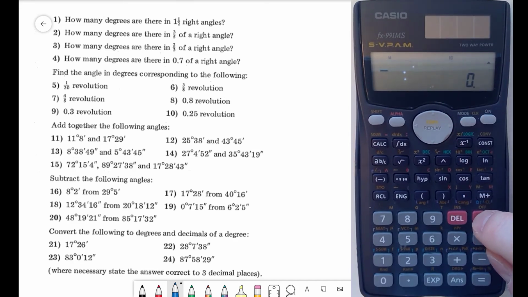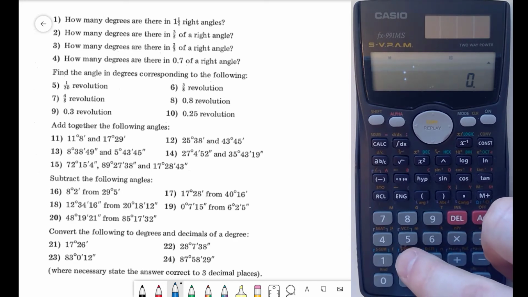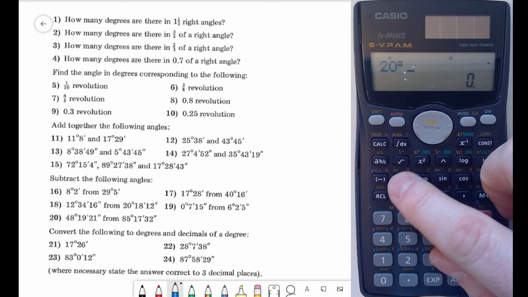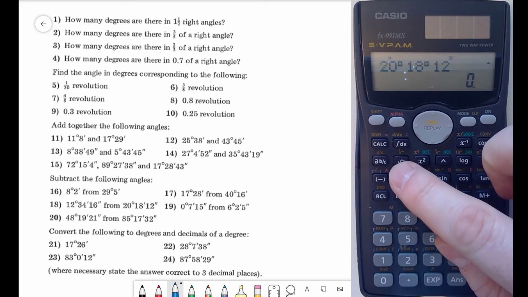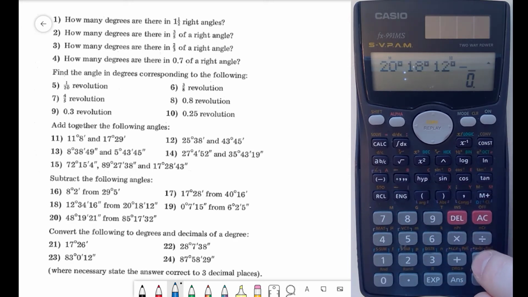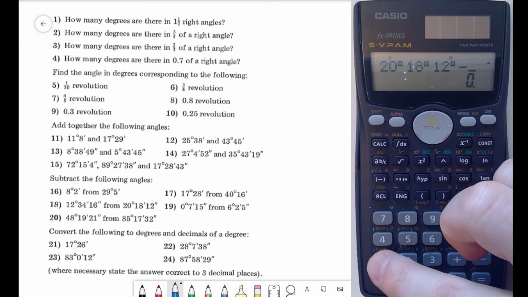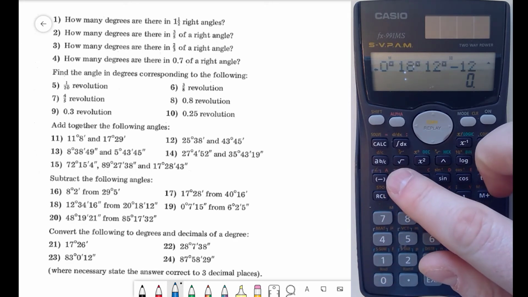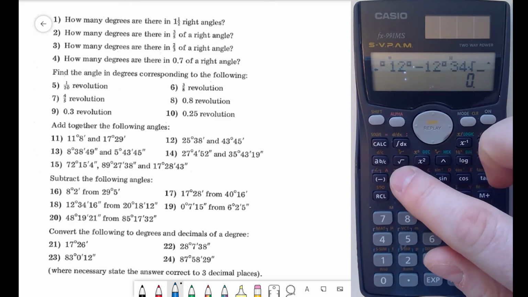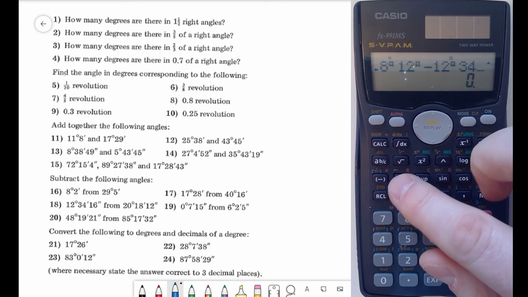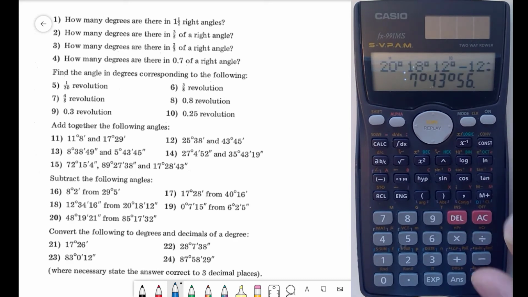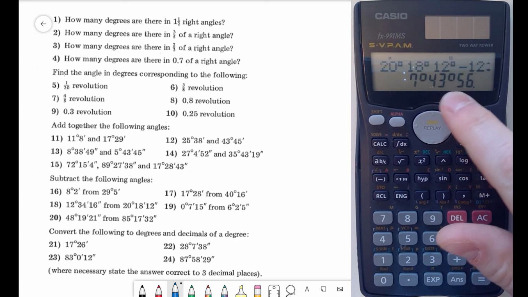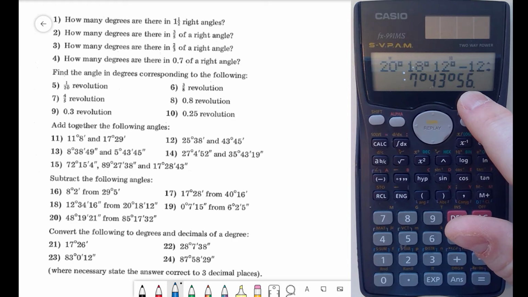For number 18, we're subtracting 12 degrees 34 minutes 16 seconds from 20 degrees 18 minutes and 12 seconds. Subtract 12, 34, 16. So the answer to that one is 7 degrees 43 minutes and 56 seconds.